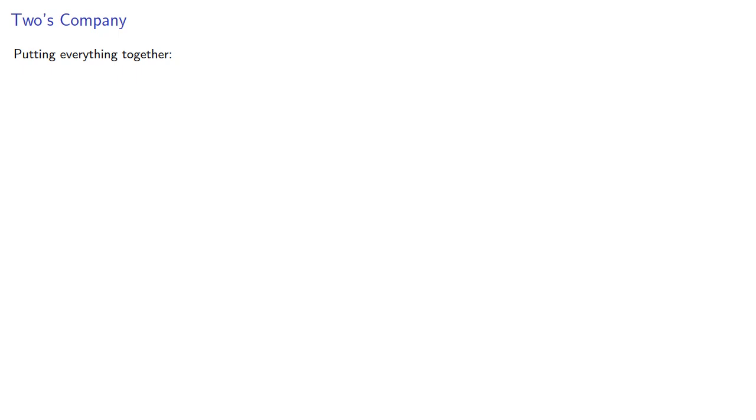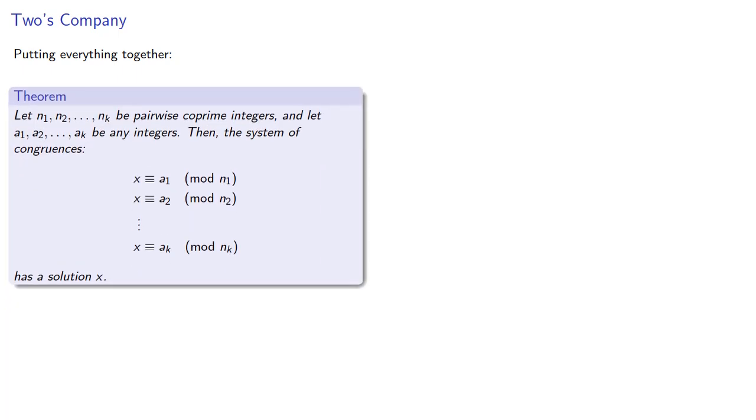Putting everything together, let n1, n2, and so on be a set of pairwise coprime integers, and let a1 through ak be any integers. Then the system of congruences has a solution.